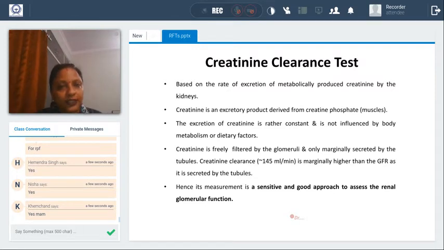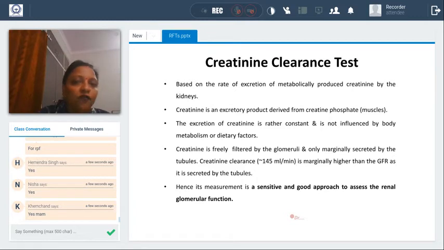What is creatinine clearance test? It is an important test based on the rate of excretion of metabolically produced creatinine by the kidney. Creatinine is an excretory product derived from creatine phosphate in the muscles, you all know. The excretion of creatinine is rather constant and is not influenced by body metabolism or dietary factors.